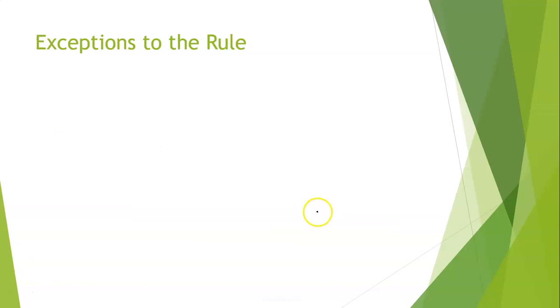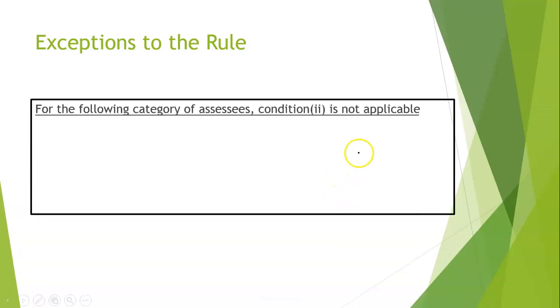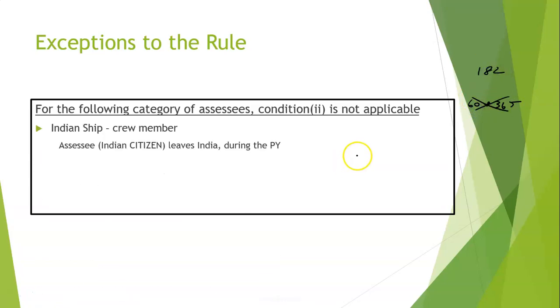Now let's check the exceptional category, that is the two categories of SSCs whose residential status shall only be determined based on the first rule of 182 days. For the following categories of SSCs, condition 2, that is 60 plus 365, is not applicable. Only 182 is applicable. Number 1: SSC is an Indian citizen who leaves India by being a crew member of an Indian ship during the previous year. So: crew member, Indian ship, Indian citizen, leaving India. Don't go for 60 plus 365 if you see any of these in your questions.